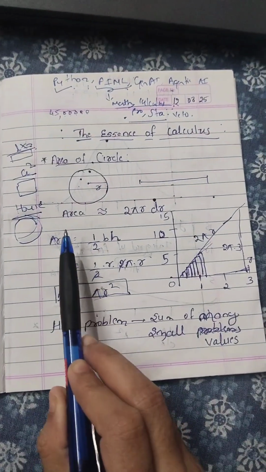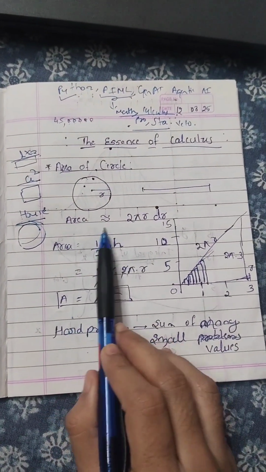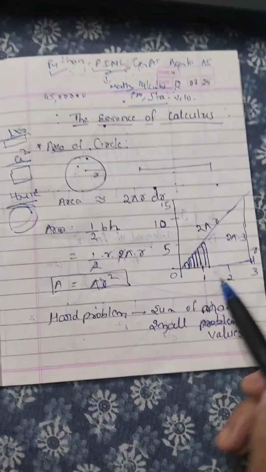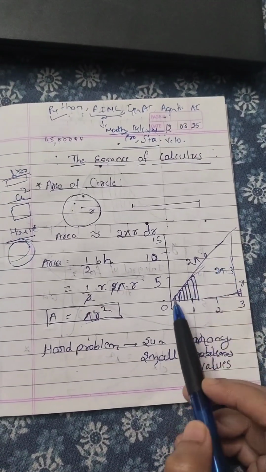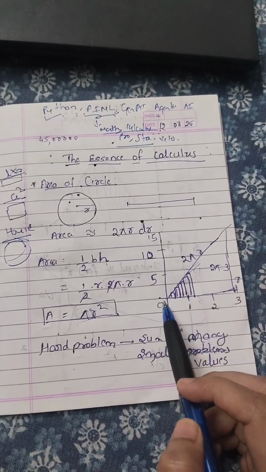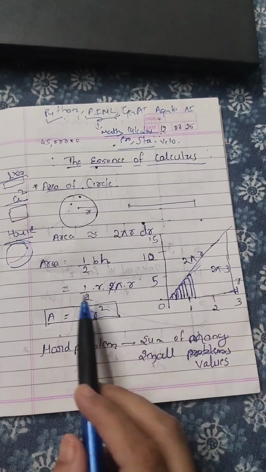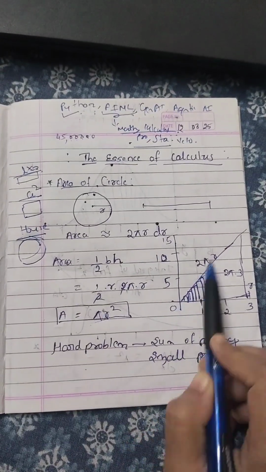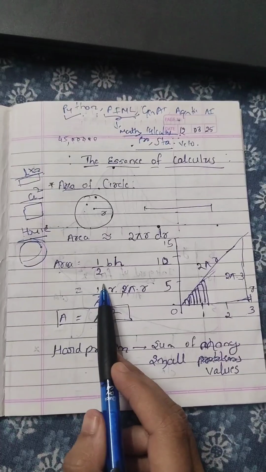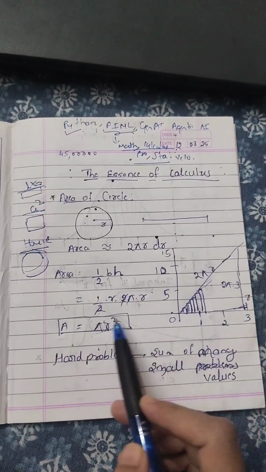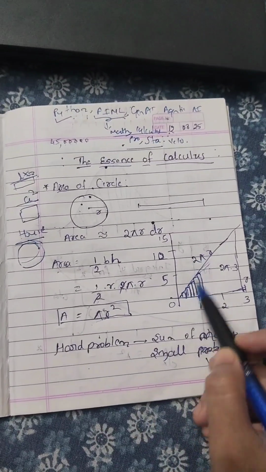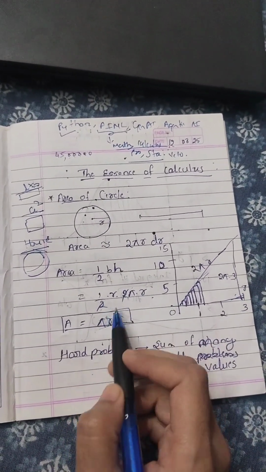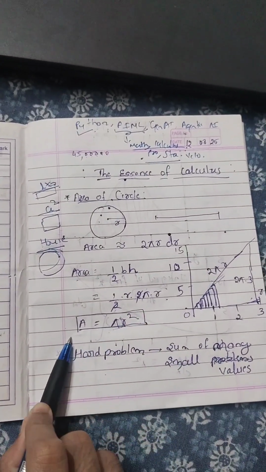See, how it came. The area is nearly equal to one round of the circle, that is 2 pi r dr. This is one round we are considering, this one line, that is 2 pi r. So area is half bh. You already know we take the area of the right angle triangle as half bh. So half b is r and h is the height, which is 2 pi r. So the 2 gets cancelled, so pi r square. This is how it came.